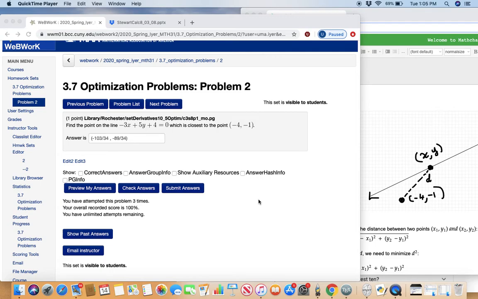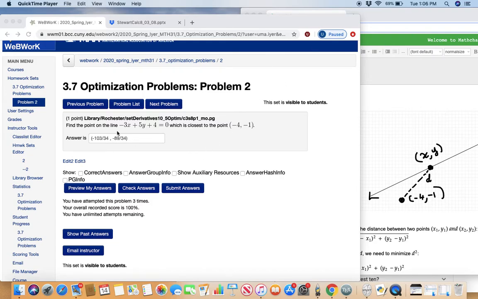Problem 2, section 3.7. Find the point on the line negative 3x plus 5y plus 4 equals 0, which is closest to the point negative 4, negative 1. So they want us to find the point. This is my answer. Let me explain why that is my answer.